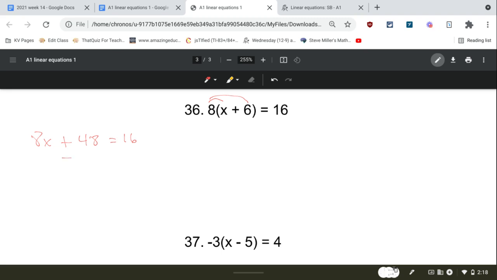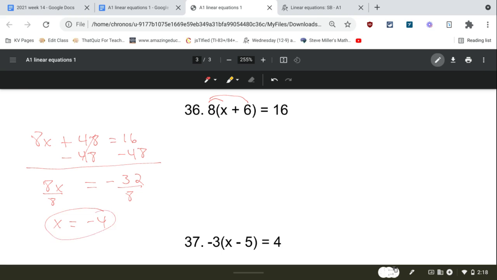And then you would minus 48 from both sides, kind of kill that constant, moving the constant term over. Leaves you with an 8x on the left-hand side. 16 minus 48 is negative 32. All right, and then you would divide by 8. And that would give you negative 32 divided by 8 is negative 4.